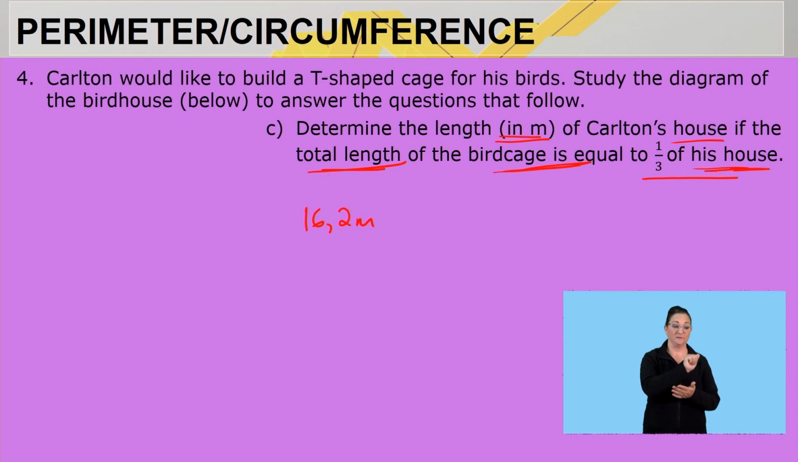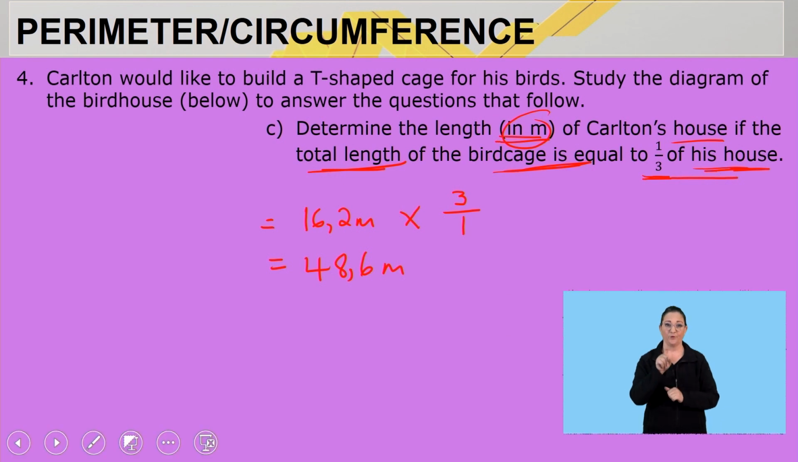So therefore I'll take the 16.2, multiply by 3 divided by 1. So multiply by 3 over 1. Or I can say 16.2 divided by 1 times 3. It will give us the same answer. Okay, so what is the total length of his house then? So therefore, that will give us 48.6 meters. Remember, it should be in meters. So I took the length of the bird cage and I multiplied that by 3 over 1, because it's a third of the house.